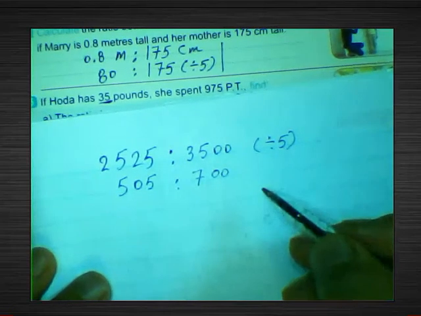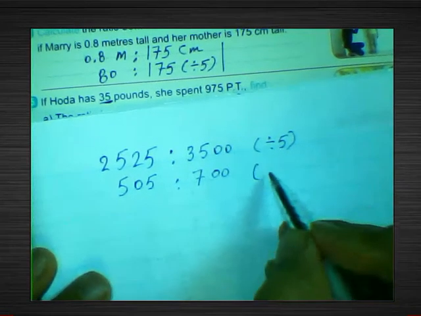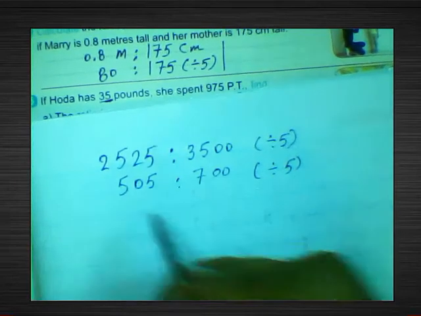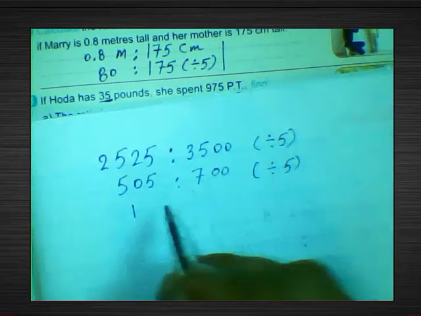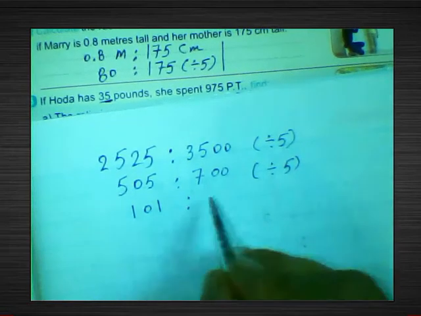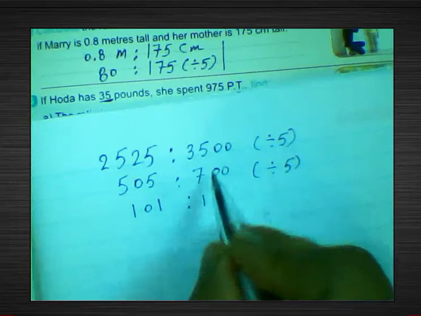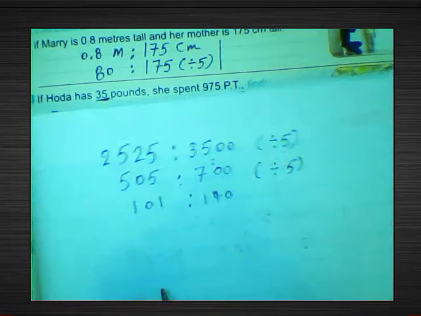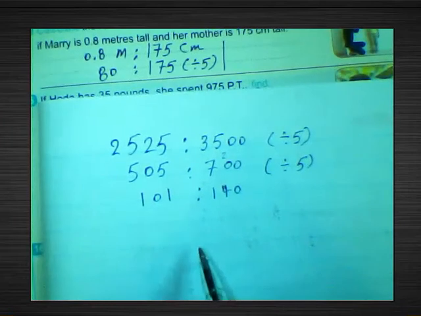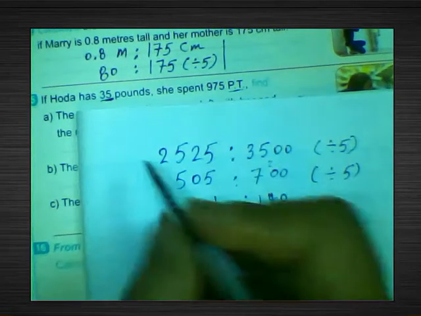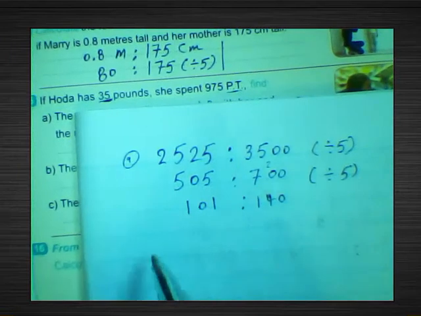Okay, we can divide it by 5 again. The next step, 5 divided by 5 equals 1. 0 divided by 5 equals 0. 5 divided by 5 equals 1. And 7 divided by 5 equals 1, and the remainder 2. 20 divided by 5 equals 4, and we write 0 here. 101 to 140. It's okay. So it's letter A. Letter B.